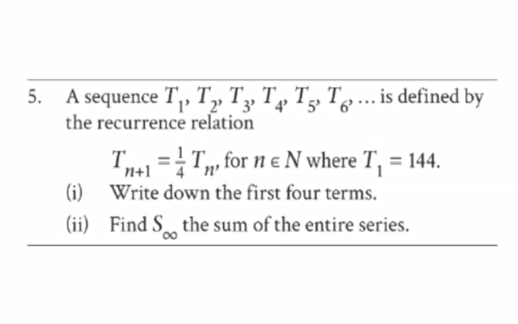Question 5, we have this recurrence relation. T(n+1) is a quarter of Tn. T1 is 144, so to get T2, we write down n is equal to 1. T2 is equal to a quarter of T1, a quarter of 144, which is equal to 36.